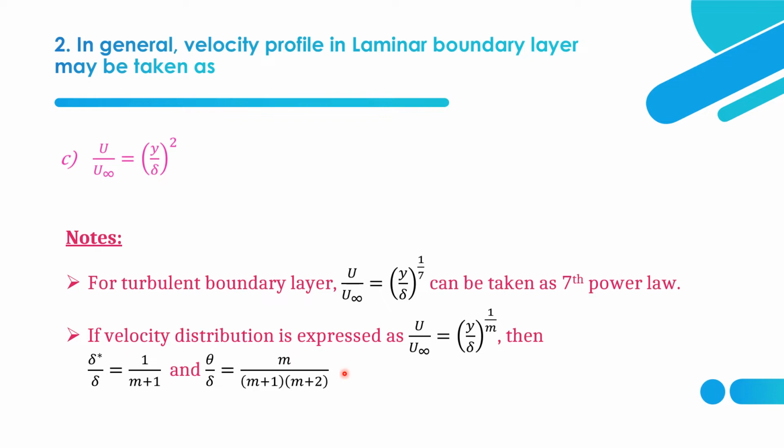This can be remembered as a thumb rule, or we can even derive by using the previous formulas regarding momentum thickness, energy thickness, and displacement thickness. But it could be good that if we remember these two relations, we can just substitute the value of m, so that we can find the value of momentum thickness and the value of displacement thickness in terms of boundary layer thickness. Now we shall move on to the next one.